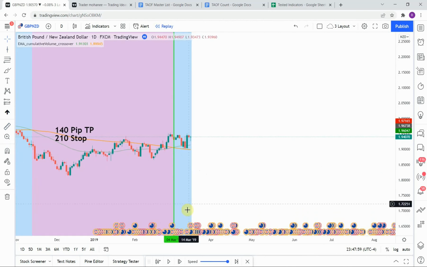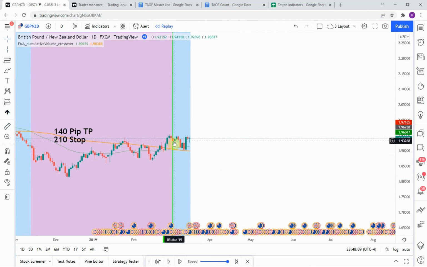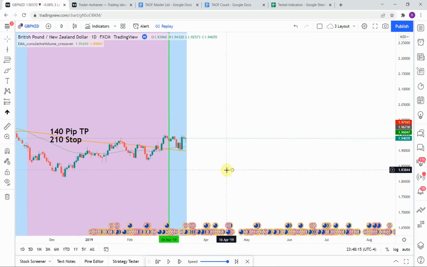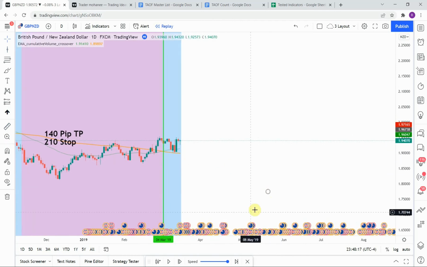Alright, so the first signal that we picked up was a long signal. Right here we see we get that light blue background there when the EMA crosses up above, and we get a slight push to the upside, just enough to get us to take profit before we get that heavy push to the downside. Let's go ahead and continue on.